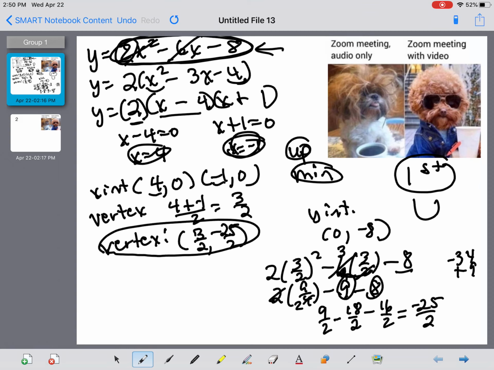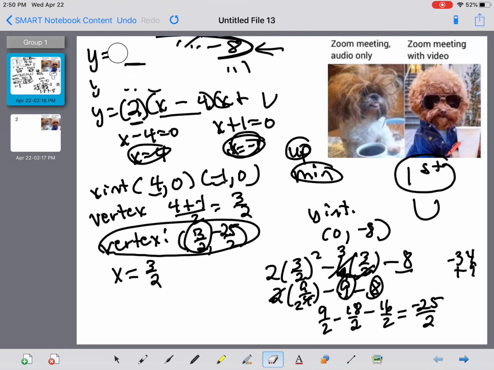Now your axis of symmetry is going to be x equals 3/2. And I'll show you what that means. All right, so let me take you through this process again. Don't panic, but I'm going to erase it to take you through the process again.